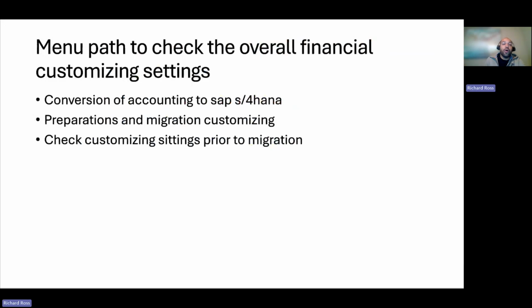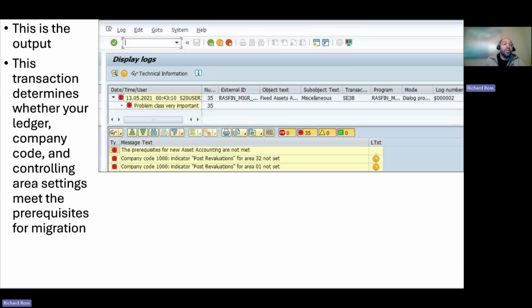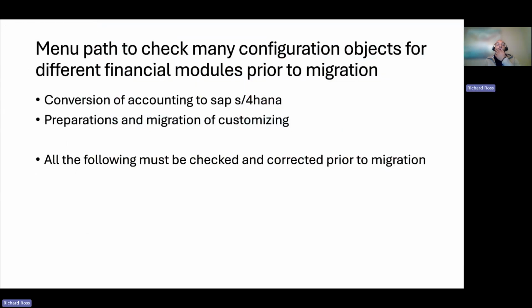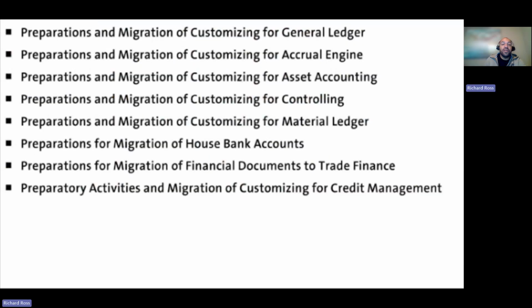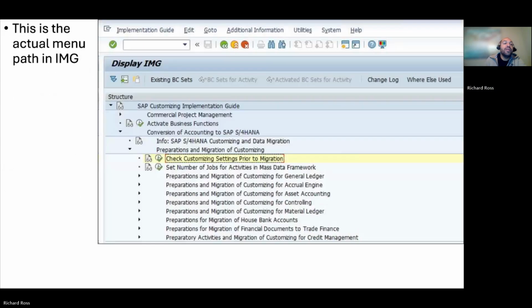Menu path to check the overall financial customizing settings. This is the output. This transaction determines whether your ledger, company code, and controlling area settings meet the prerequisites for migration. Menu path to check many configuration objects for different financial modules prior to migration. All of these must be checked and corrected before migration can proceed. This is the actual menu path in IMG.